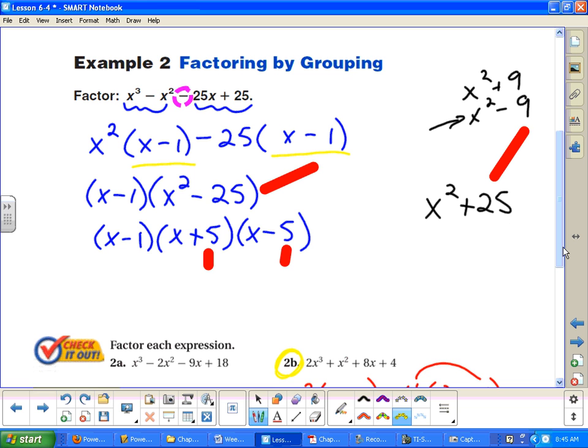If I graph this function, what would the zeros be? 1, negative 5, and 5. This would give me a positive 1 for a zero, this would give me a negative 5 for a zero, and this would give me a positive 5 for a zero. So if I wrote them in factored form, I would have x minus 1, x plus 5, and x minus 5. The opposites. You guys remember that then?